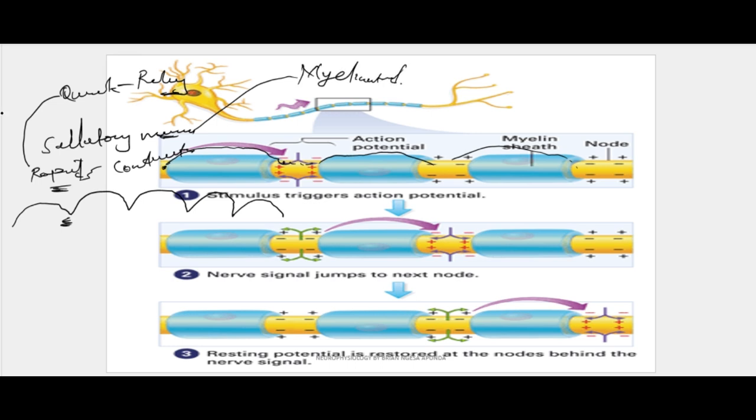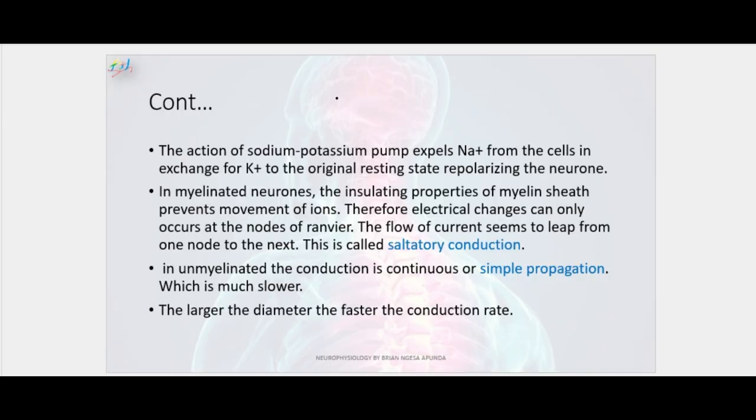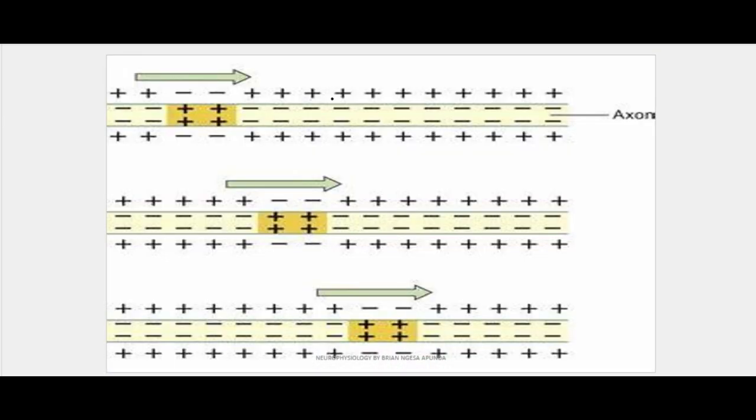So we can have another one. Let's just go direct and skip the text. We can have a simple propagation where it will just be going straight. This normally happens in the unmyelinated, where we are just having a single, I don't want to use the term sheath, but let's use a single Schwann cell. We are being told that this type of neuronal transfer faces a lot of resistance and is much slower.